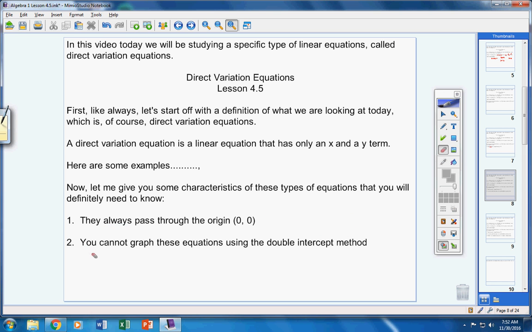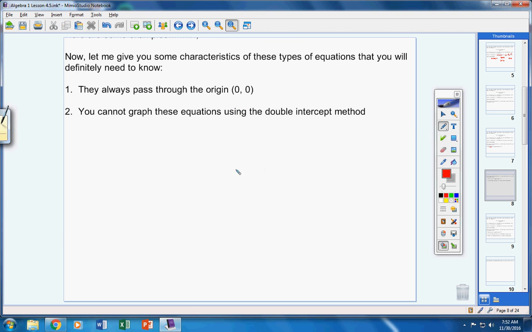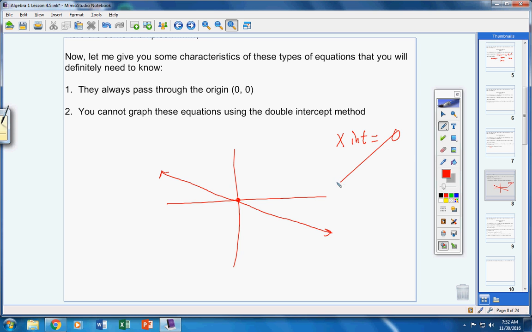Number 2, if I'm going too fast, just pause the video. You cannot graph these equations using the double intercept method. Come on, guys, that makes sense, doesn't it? Think about it. If you know the graph passes through the origin like this, then let me ask you a question. What is the x-intercept? Where does it cross the x-axis? 0.